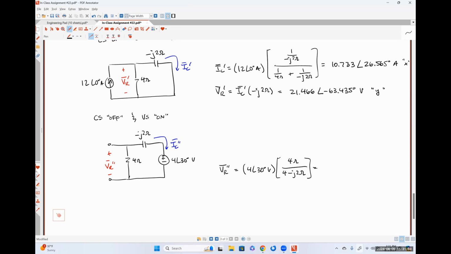I got that to be 3.5777, so let's call that 3.578 with an angle of 56.565 degrees volts. I'm going to store this as T. What about that current IC double prime?